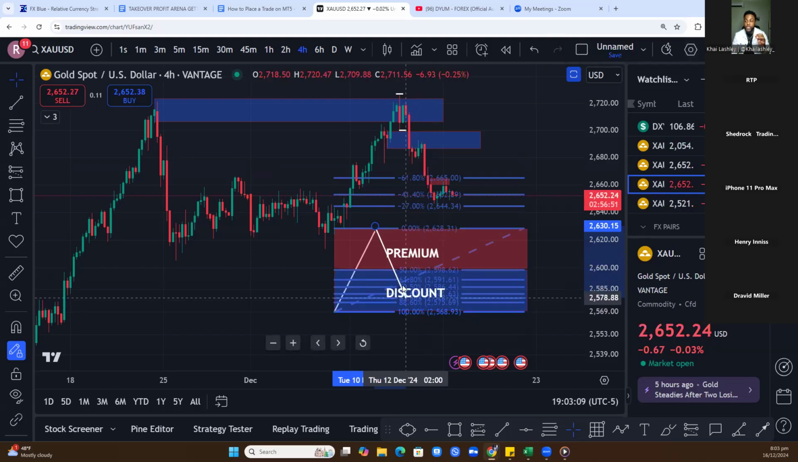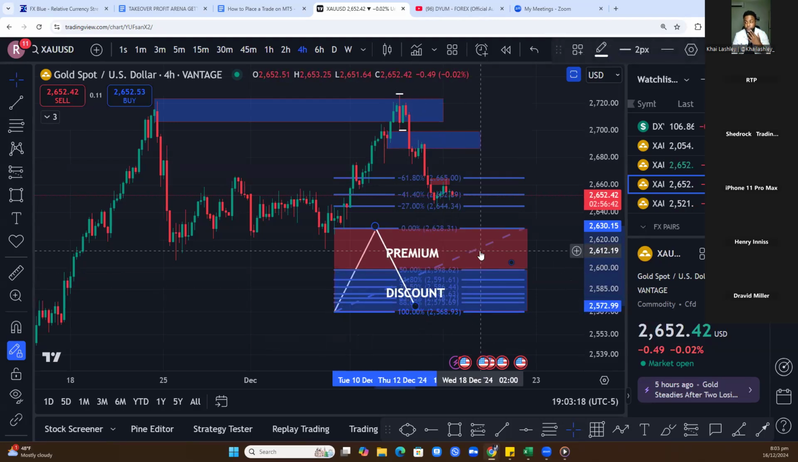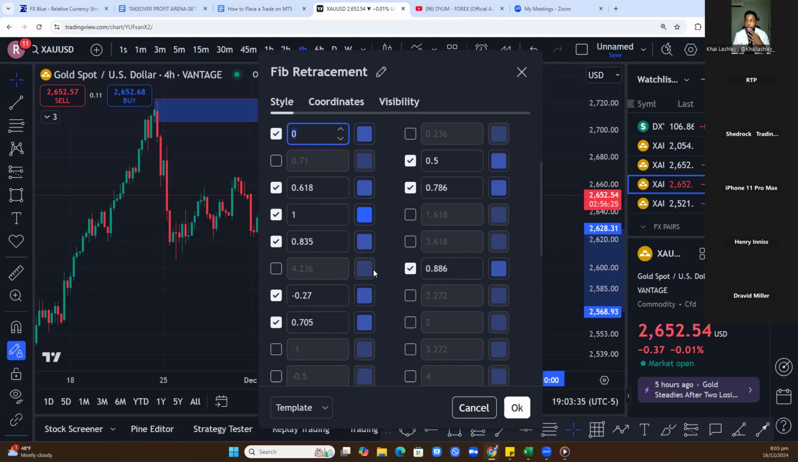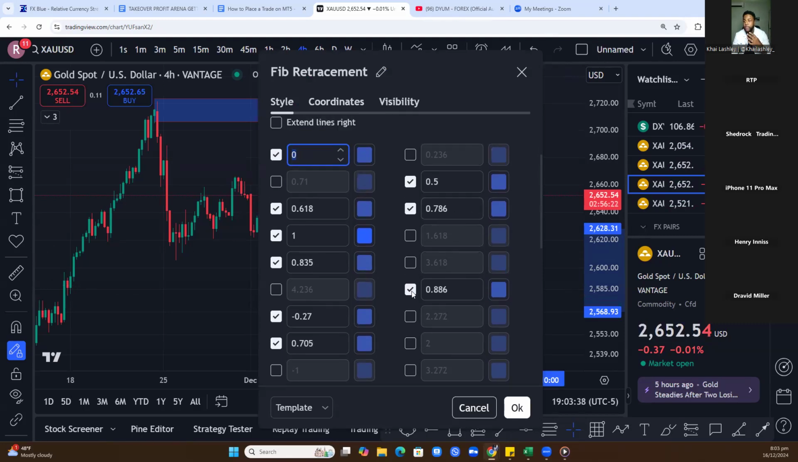So if at any time you get tempted to buy above 50%, you are buying too early. We will always say you want to buy as low as possible, right? Personally, with the fibs, let me show you my fib numbers. I'm always looking at this 786 to this 886 area. I'm looking to buy as deep as possible, one, because it's going to reduce my risk, and two, it's going to increase my reward.